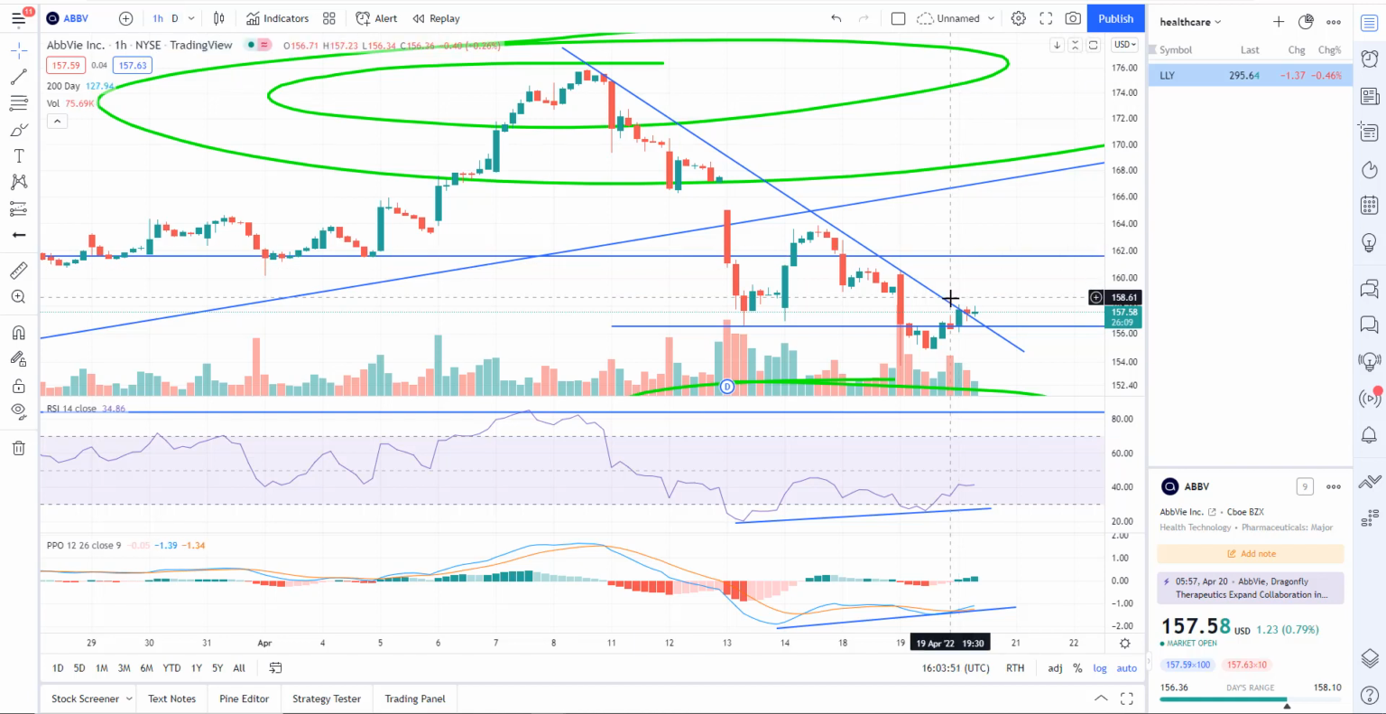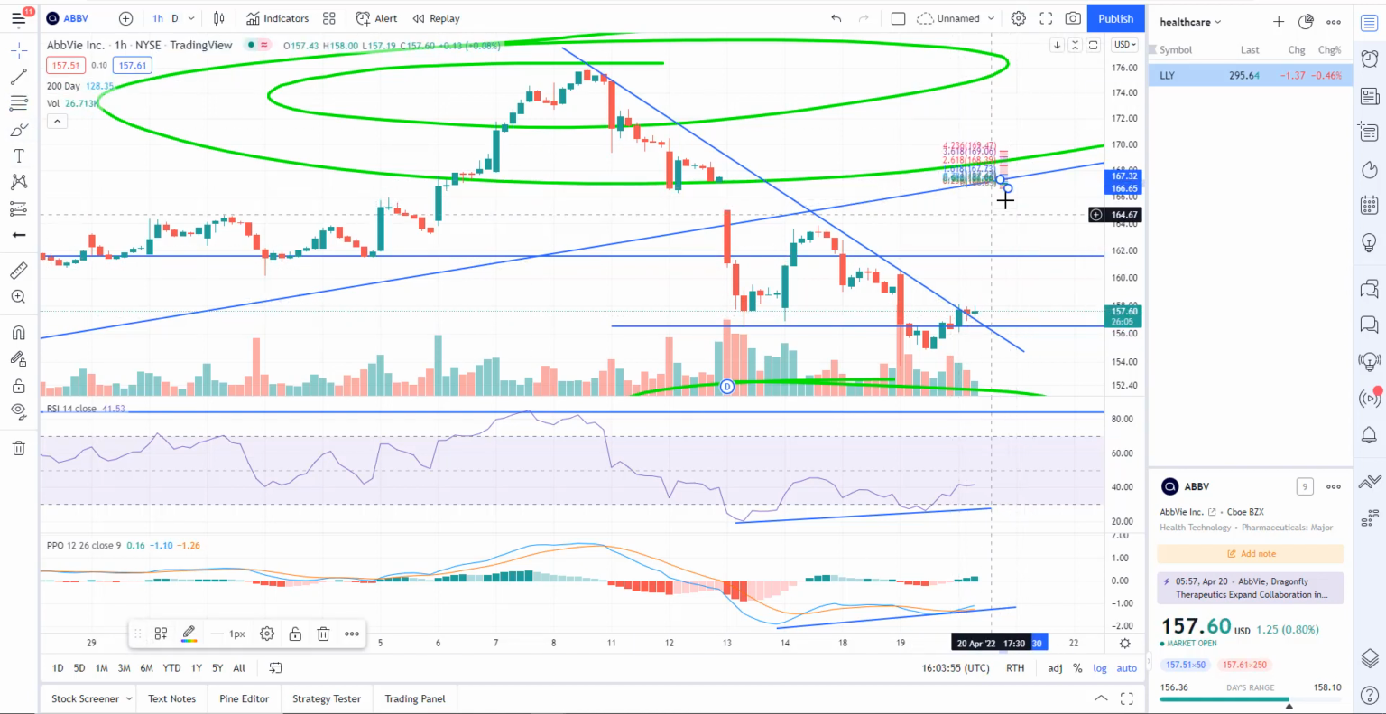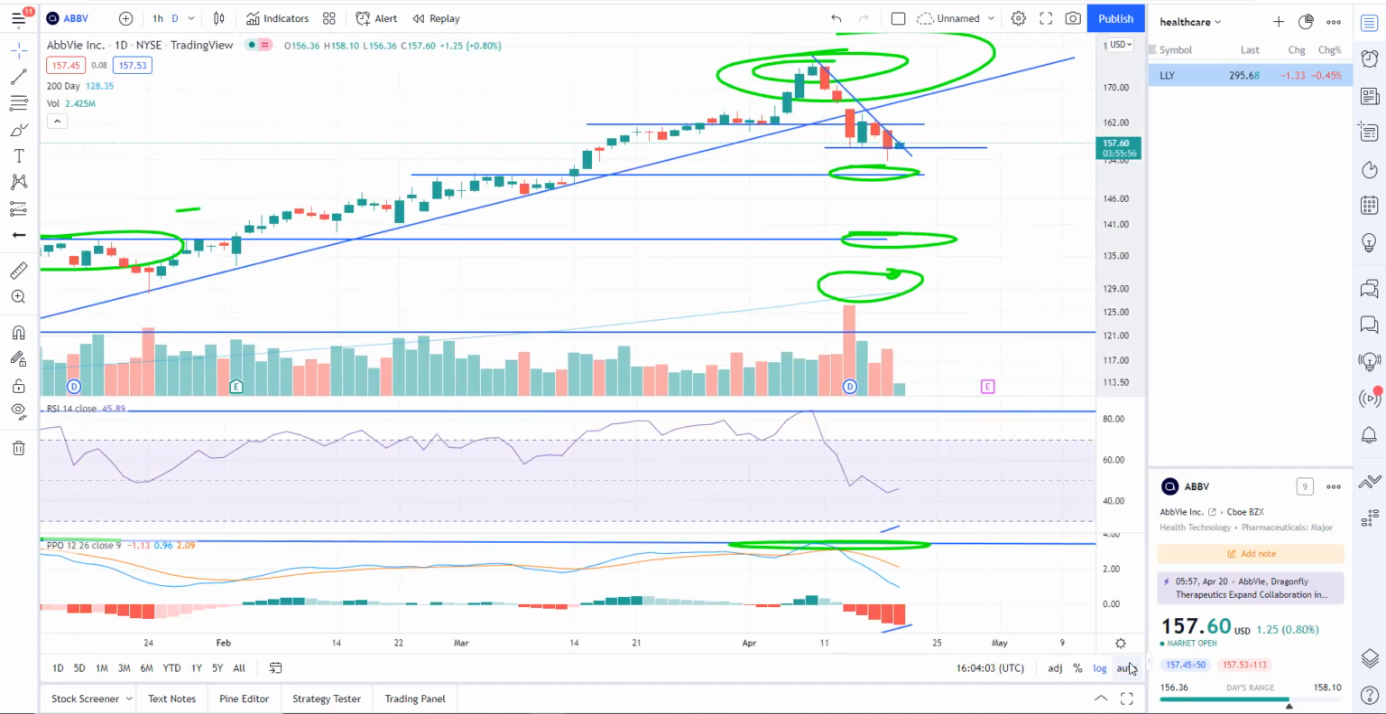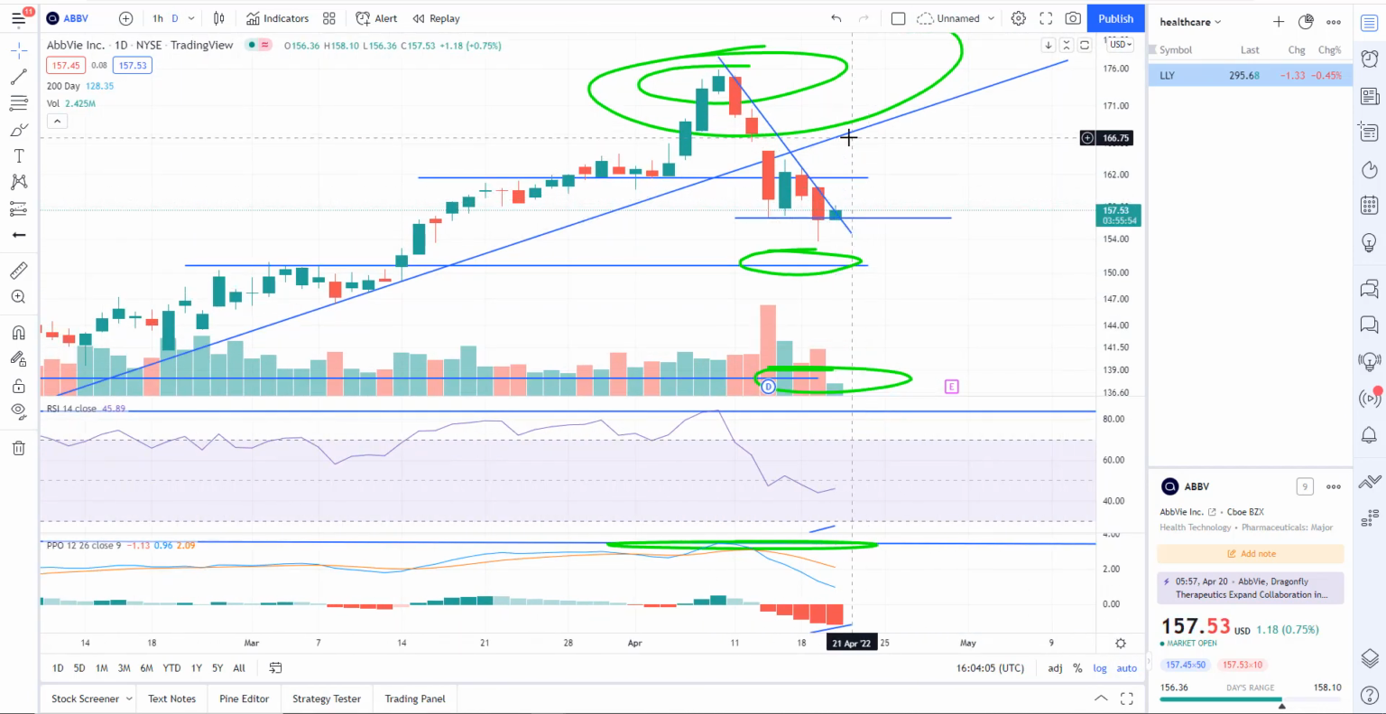ABBV might want to backtest this broken trend line up here. Sorry, wrong tool. Might want to backtest that trend line, which is at about 167 or so. So going to the daily, I could see that happening and playing out, some sort of a rally into the backtest. From my perspective, I would be looking to add or short a position if you haven't done so right there. I think that's a good opportunity.